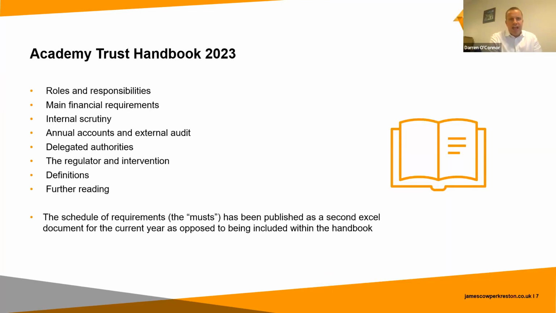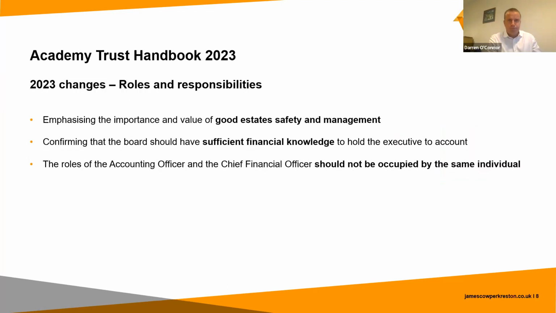So again, the Trust Handbook has a similar format. Each of those bullet points is effectively a different section, and we'll cover off some of the changes now over the next few pages in each of those sections. Interesting to note that the musts have now been summarised in a handy Excel document that you can get off the ESFA website, which might make it easier for Academy Trusts and auditors to perhaps check compliance. Next page, please. So what has changed?